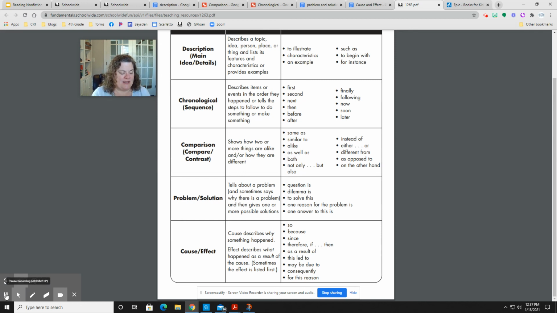So let's start the day today by listening for these text structures in our book, Air Quality and Climate Change, which I found in Epic. This informative nonfiction text explores a current problem facing our world, air pollution, and how it's contributing to Earth's changing climate. All right, I'll see you on the next slide.